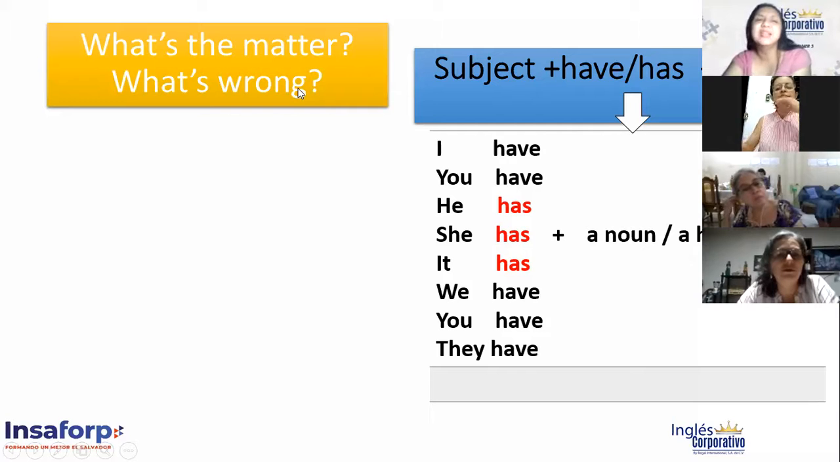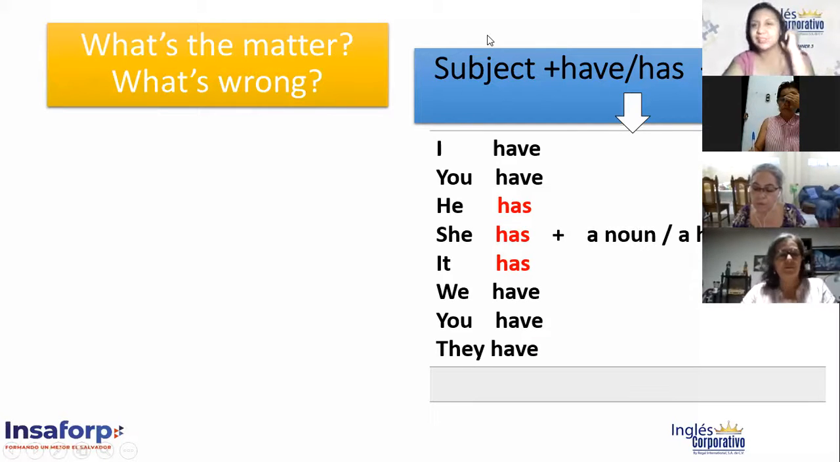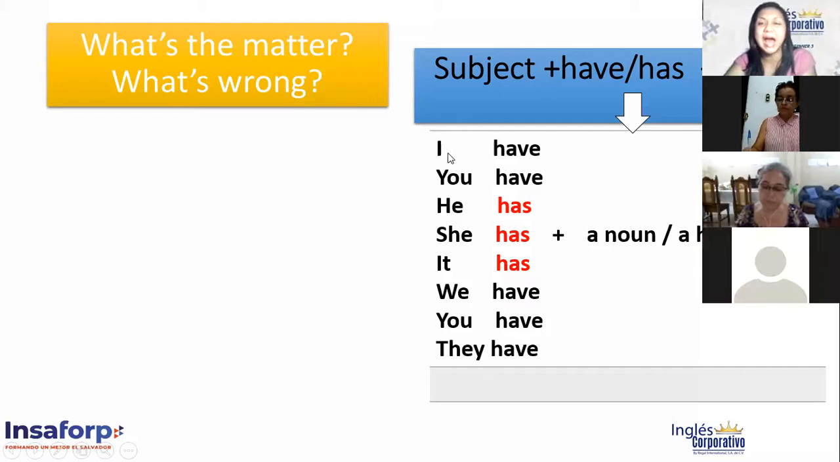Okay, so here, to talk about health problems, this is the structure. First, you have the subject, for example, I, you, he, she, it, we, you, and they. And then we have have for first person and second person, and has for the third person singular. And then the noun. So let's look at this example. I have a headache.